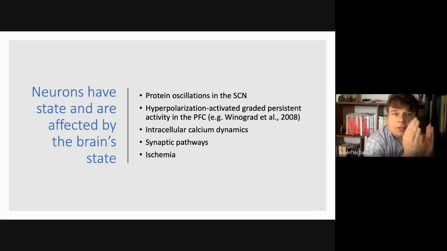So that's just the suprachiasmatic nucleus. You see a phenomenon in the prefrontal cortex that involves hyperpolarization-activated graded persistent activity. So that's one of the things where basically they hyperpolarize the cell. They have a pyramidal cell from the PFC. They hyperpolarize it. It starts firing faster. Okay, and I'm not talking about post-inhibitory rebound. I'm talking about something that's sustained for like 10 seconds. And then they hyperpolarize it some more, and then it starts firing faster. And then they hyperpolarize it some more, and then it starts firing even faster. It's a fun little set of experiments.